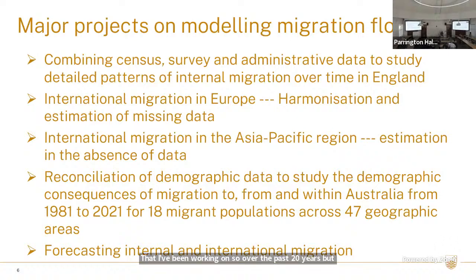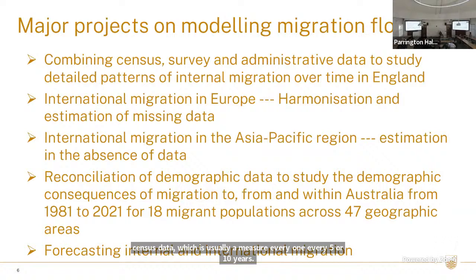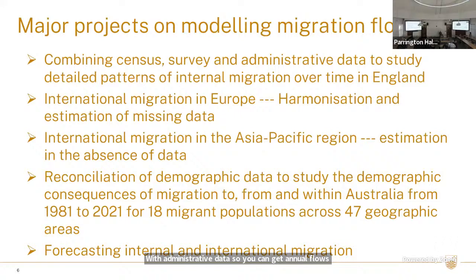I've looked at internal migration and how we can combine different data sources to better understand the patterns over time. So, doing things like combining census data, which is usually measured every 5 or 10 years, with administrative data, so you can get annual flows over time. But you can also, using census or survey data, add details to your estimates. So you can look at how flows by education or flows by economic activity are changing over time. I had a major project on this in England where we developed some methodologies for combining different types of data.